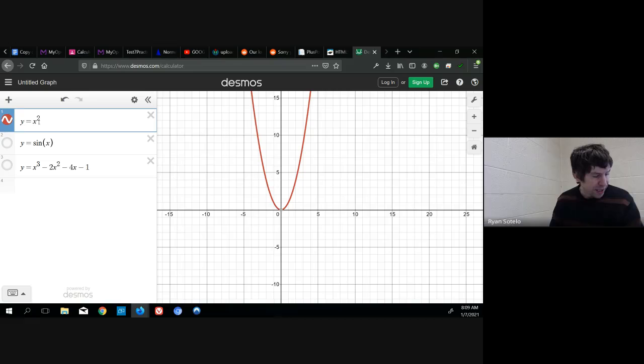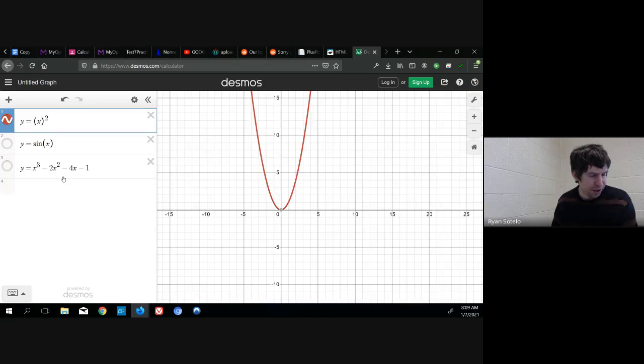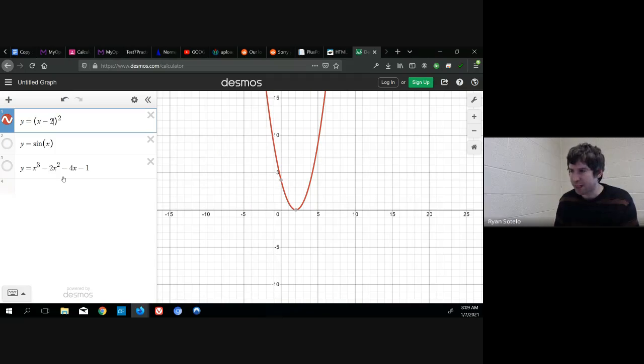But if I do it inside to the x, to the argument x, so if I put parentheses around x, and then I add in here to the x, so if I say +5, it goes left 5. If I say -2, it goes right 2. So anything you want to do horizontally, you have to do it to the x, to the argument. We call x the argument.